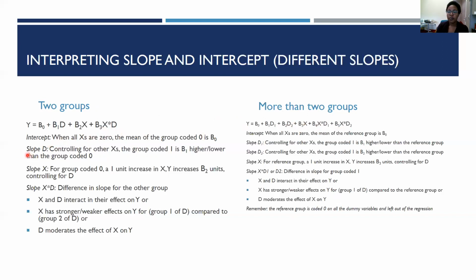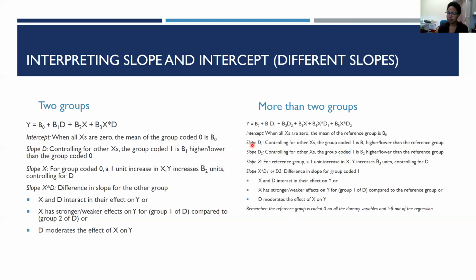For our dummy variables, we're going to interpret it once again as the group that's coded 1, the difference between that group and the reference group on their mean. So this is our question of, do men and women on average have different shoe sizes? This slope for that dummy variable is going to tell you that. And over here, when we have multiple dummy variables, again, it's going to be the group that's coded 1 compared to the reference group. The other group that's coded 1 compared to the reference group.